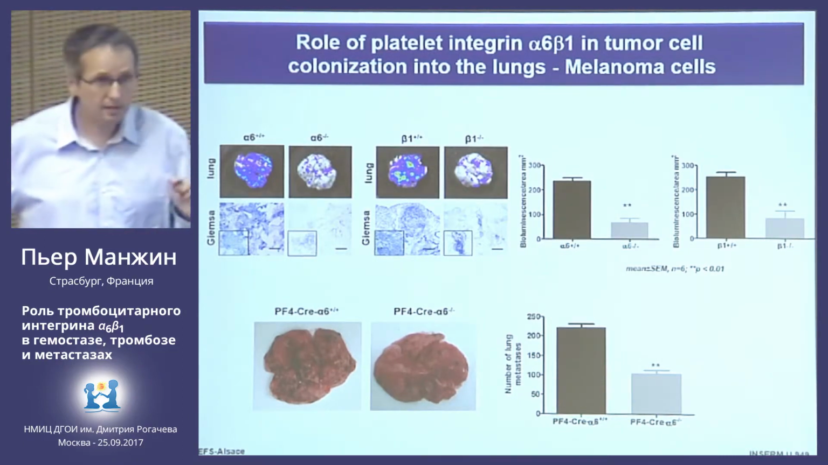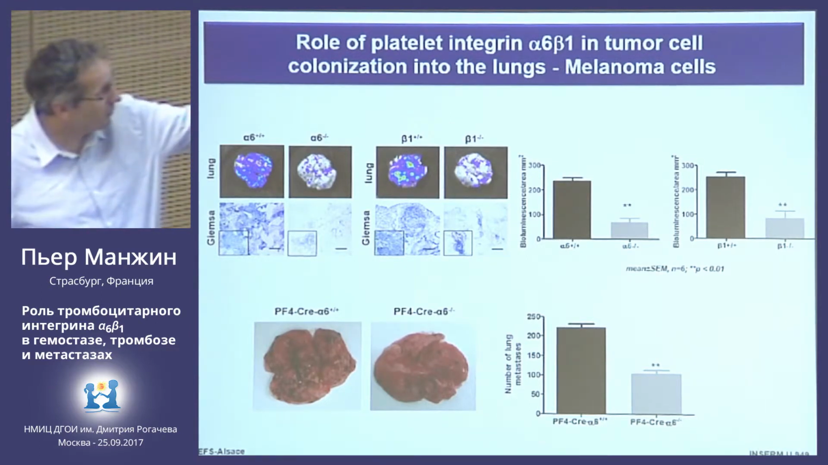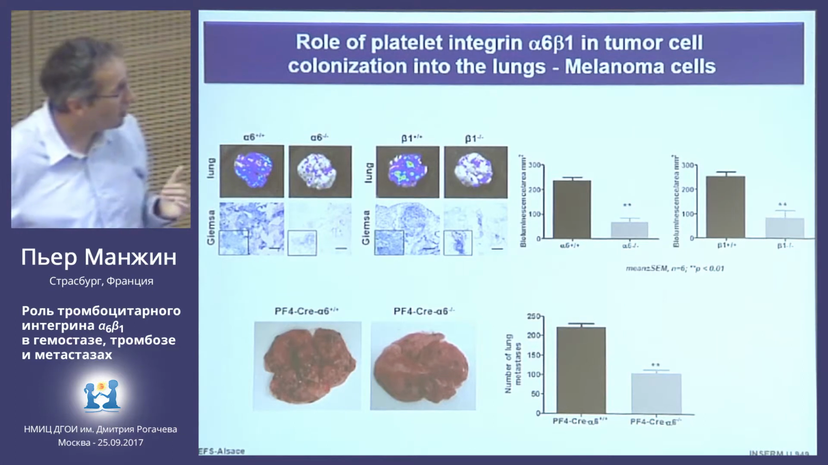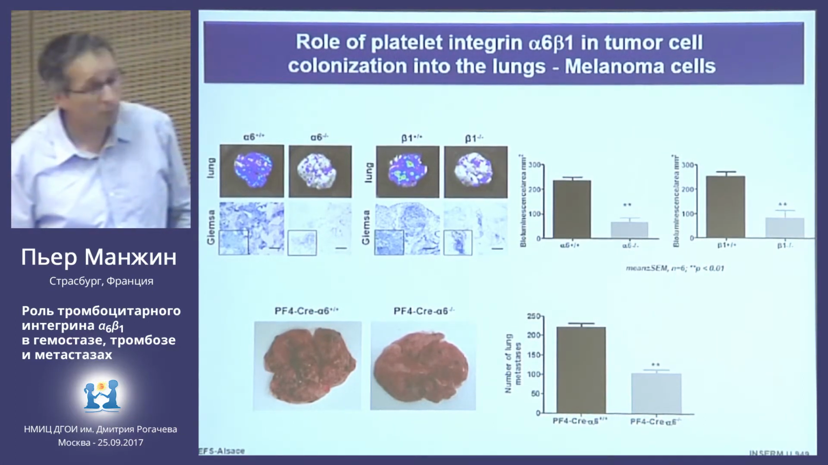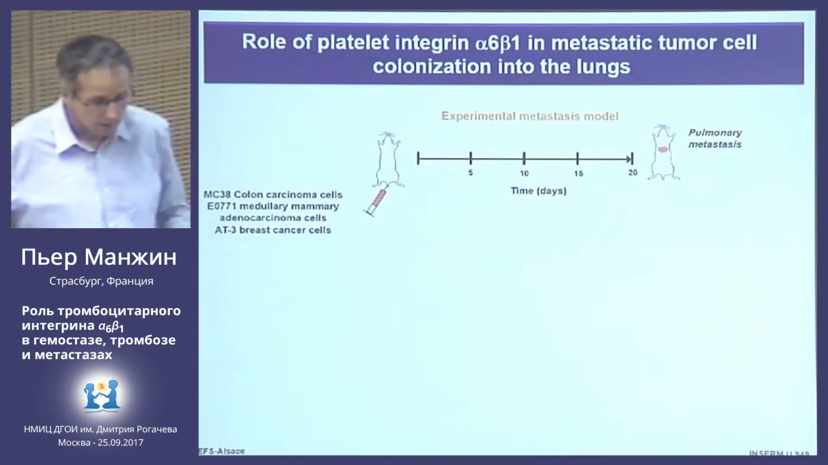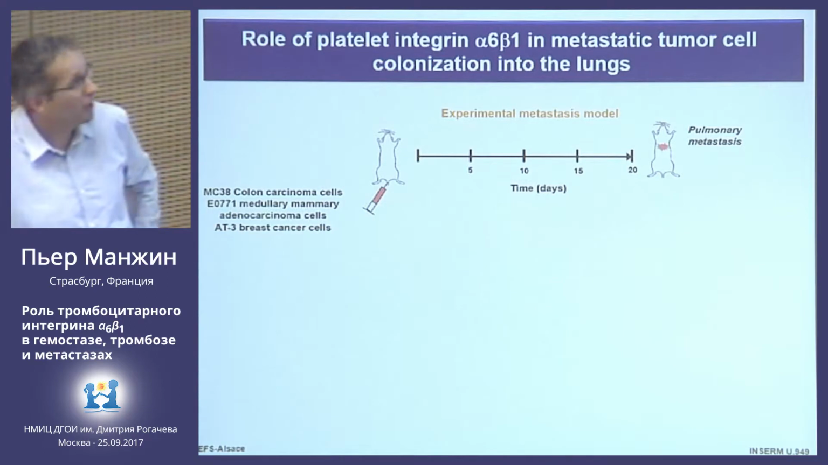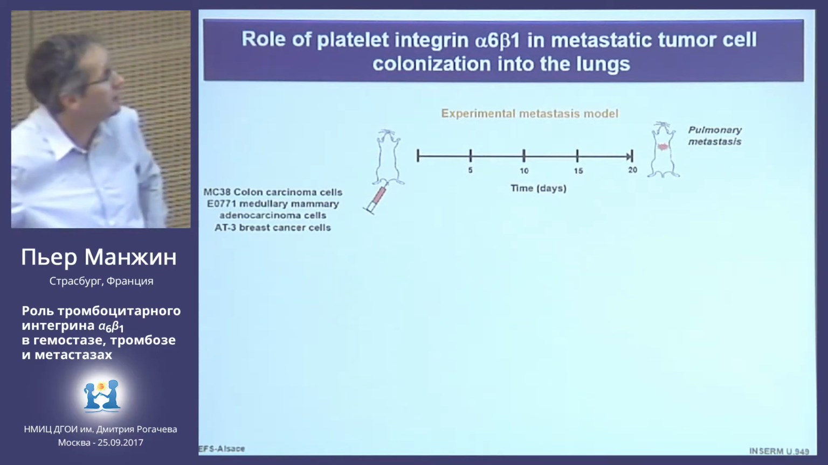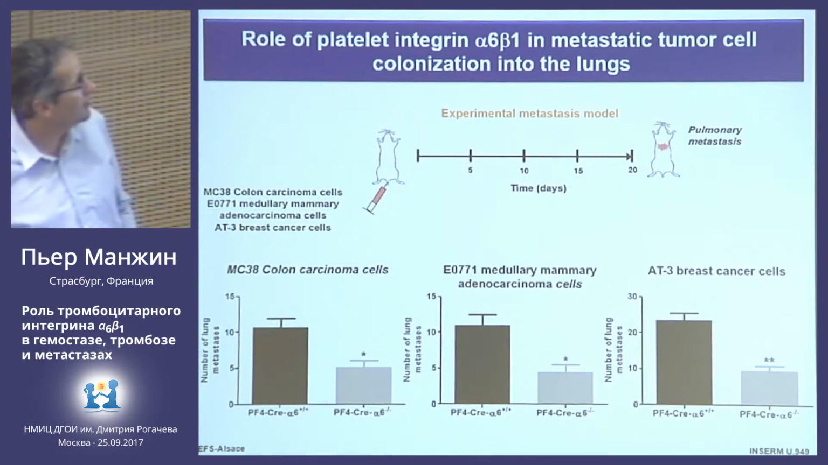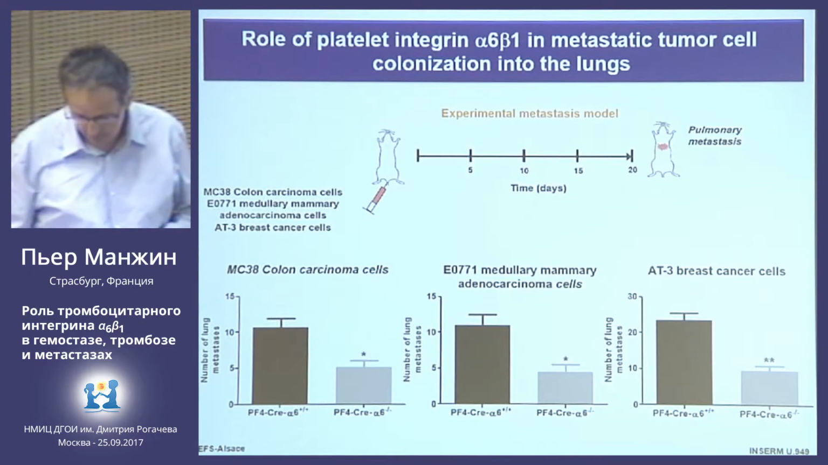In parallel, we used a more classical method. We injected B16F10 tumor cells into the mice and looked at the presence of nodules, which are the black dots that you can see here on the top of the lungs after 15 days. You can see on these images that indeed there's a reduction in the formation of metastatic nodules on these lungs. So is this only occurring with this specific tumor cell line, or is this more broad? To answer that question, we used different types of tumor cells: MC38 colon carcinoma cells, E0771 medullary mammary adenocarcinoma cells, and 8.3 breast cancer cells. They were all injected in the tail vein, and after 20 days, we did histology on the lungs. You can see on these bar graphs that for all three types of tumor cells, we had a reduction in the number of lung metastases.